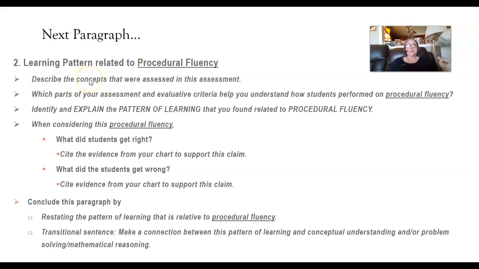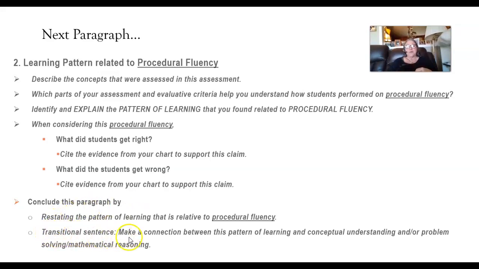So describe the procedure or the computation that was assessed in the assessment, the parts that helped you understand how the students performed on procedural fluency. Then you're going to identify and explain the pattern of learning that you found related to procedural fluency. And then when considering it, what did they get right? Cite the evidence. What did they get wrong? Cite the evidence. Conclude your paragraph by restating that pattern of learning relative to procedural fluency. Just a good summation of your major points in your paragraph.